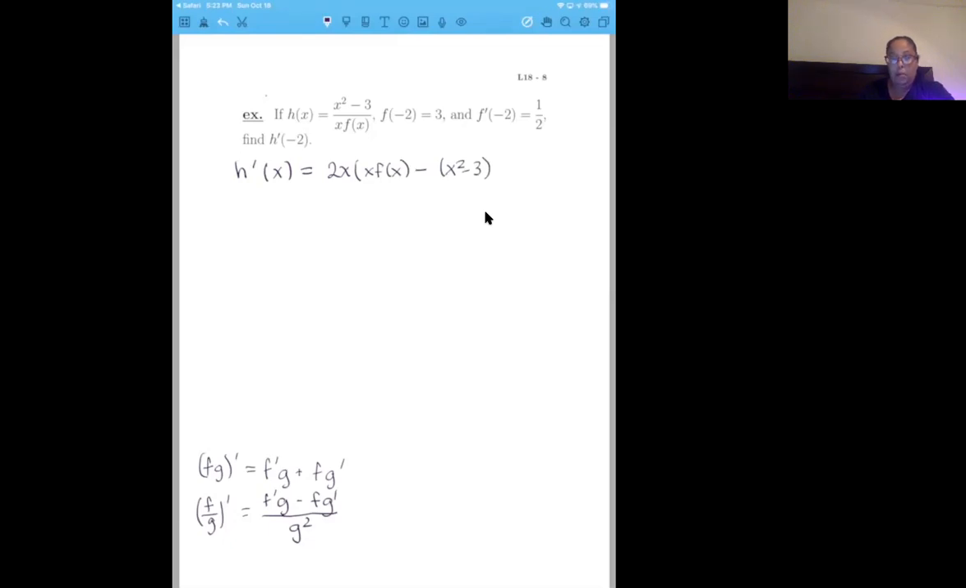Now the bottom is a product. So I have the derivative of the first, which is 1, times the second, just f of x, plus the first times the derivative of the second, f prime of x, all over the denominator squared.